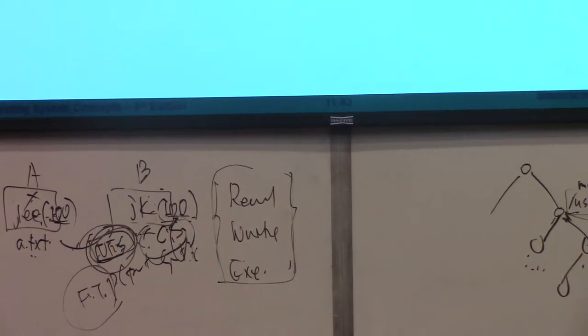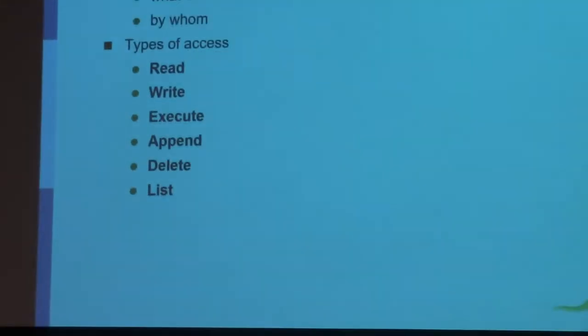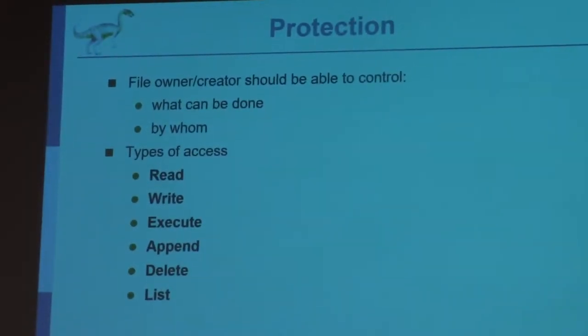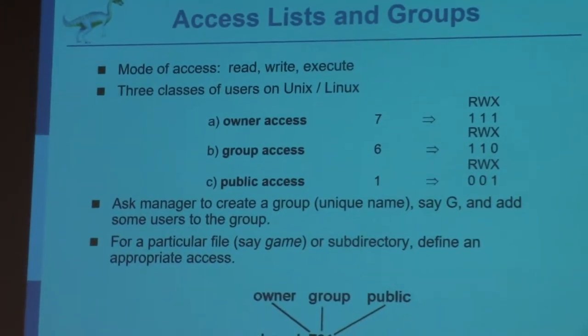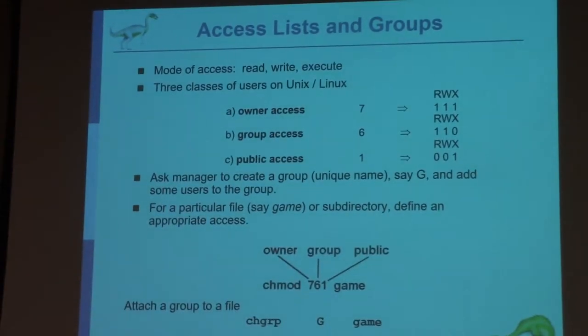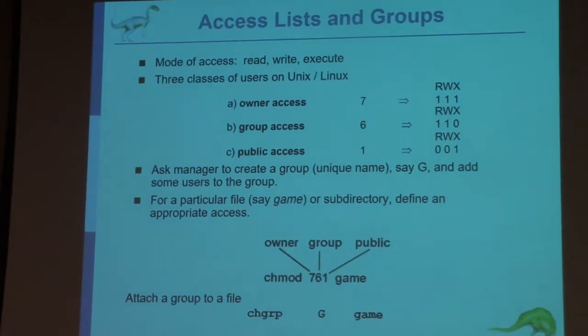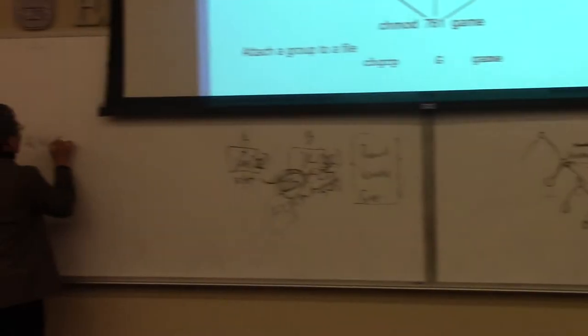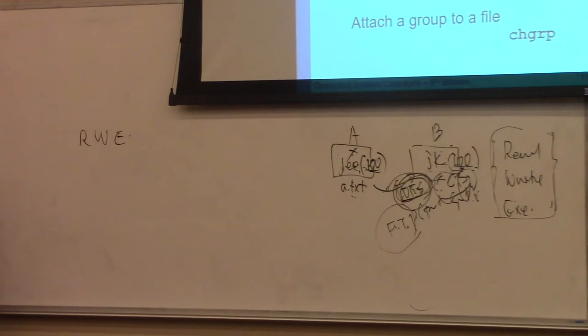So what we see is the protection of the file in the file system, based on discrete access types. Unix-like systems use these three permissions: read, write, and execution. So we have RWX, three different access permissions for the file.